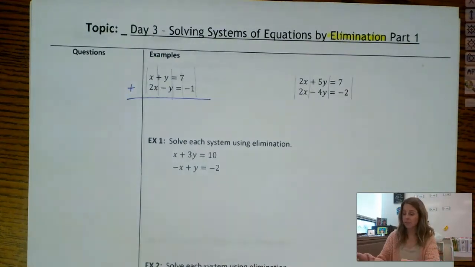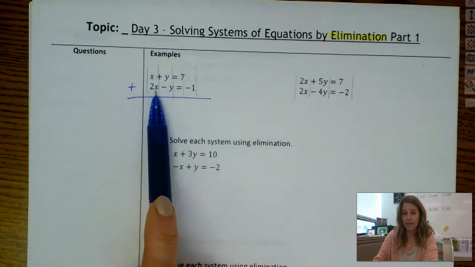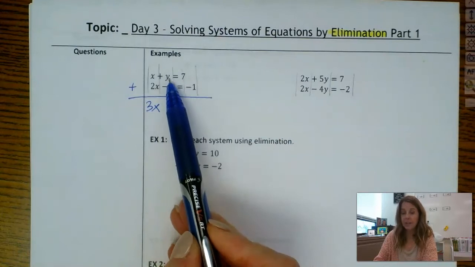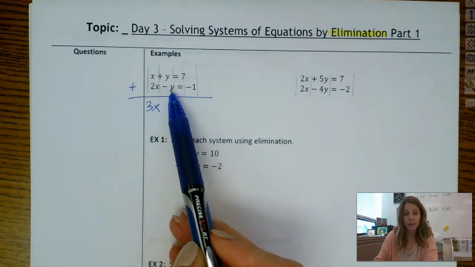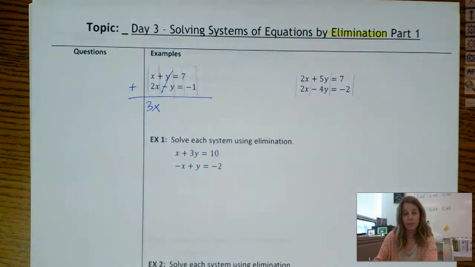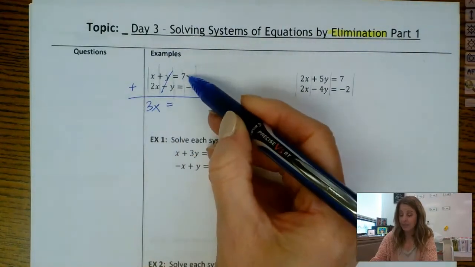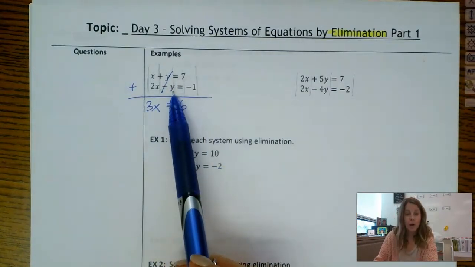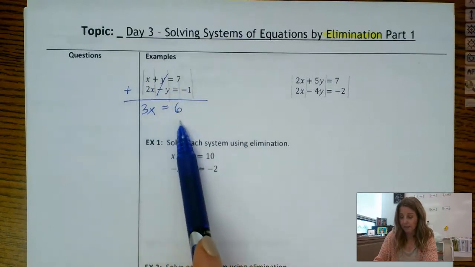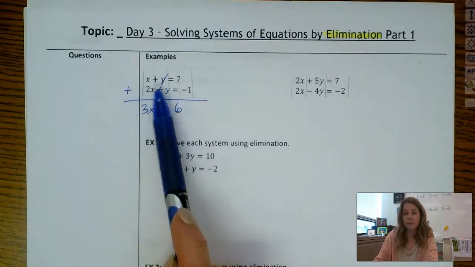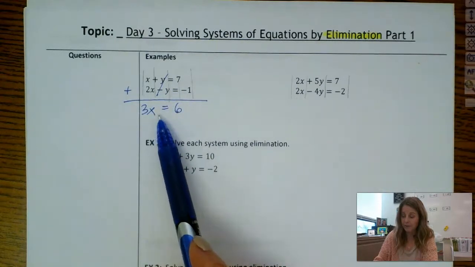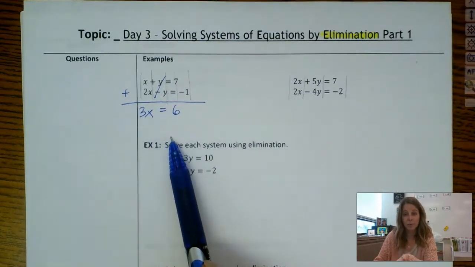3 columns. If I look at this first example and add x plus 2x, I have 3x. If I do y minus y, well, that's 0. I'm just going to go like that and not bring down 0. Then add here, 7 plus negative 1, or 7 minus 1, is 6. Do you see how the y eliminated? Now that allows me to solve for x in the other equation. If I have an equation with 2 variables, I can't solve for either variable. But if I'm able to eliminate one of the variables, then I can go on. That's what we're trying to do today.